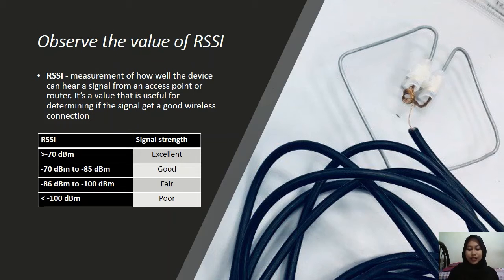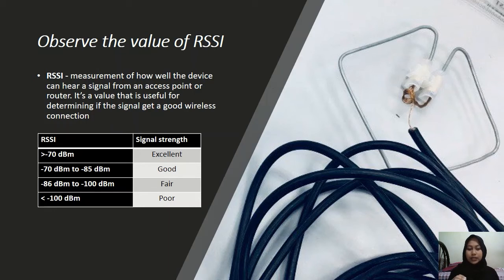So next, the value of received signal strength indicator, also known as RSSI, was observed in this project. RSSI is a measurement of how well the device can hear a signal from an access point or router. It's a value that is useful for determining if the signal gets a good wireless connection or not. Based on the table shown here, the bigger the value of RSSI, the stronger the signal strength is. When the value of RSSI is bigger than negative 70 dBm, it means that the signal strength is excellent.